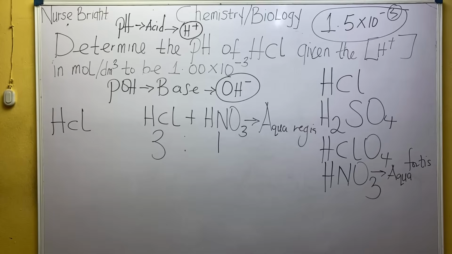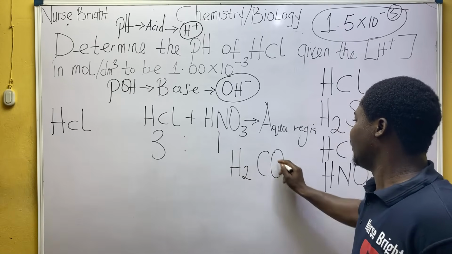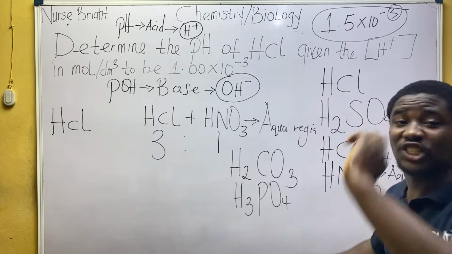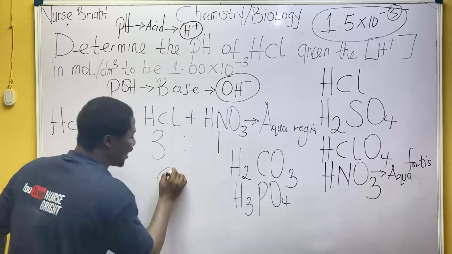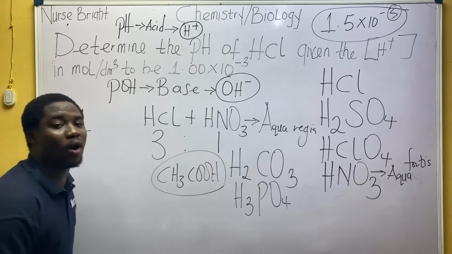Note those guys that they are strong acids. Examples of weak acids include H2CO3. This is a weak acid. Even this one, H3PO4, is a weak acid. And generally, organic acids are weak, like this CH3COOH. Alright, this is called ethanoic acid.